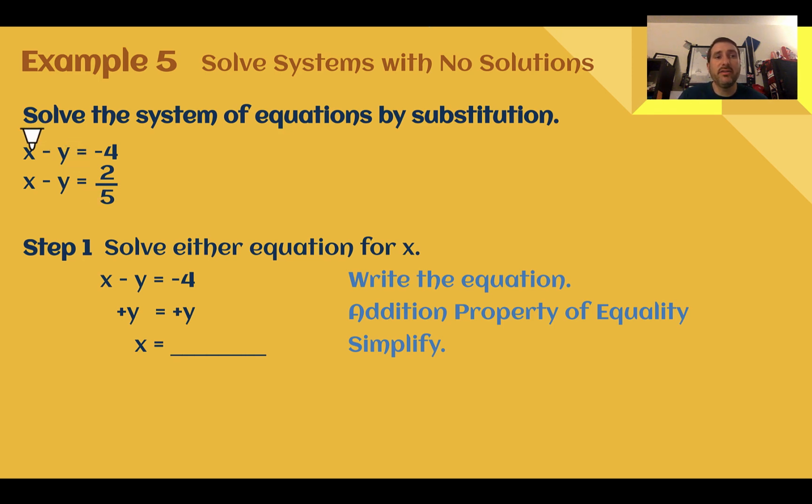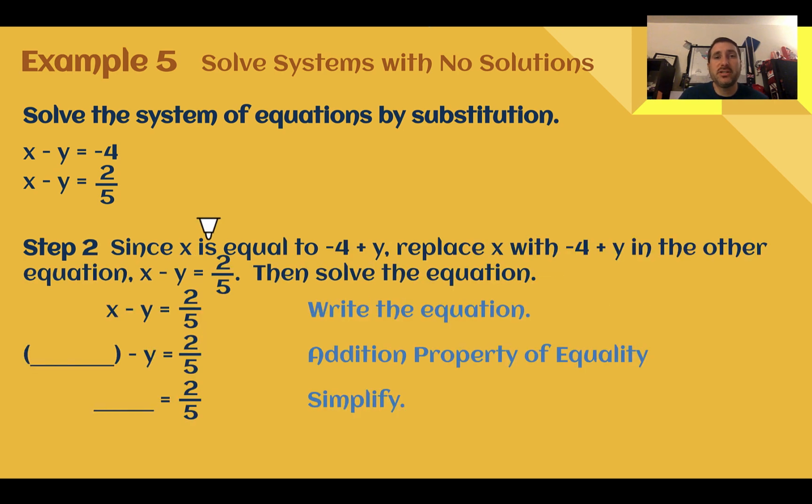So solving for x, I can just add y to both sides. I end up with x equals negative 4 plus y. Then, since we just found that x was equal to negative 4 plus y in the first equation, let's put it in the other equation. So negative 4 plus y minus y equals 2/5. When I do that, I get plus y and minus y. They make 0. I'm left with negative 4 equals 2/5.